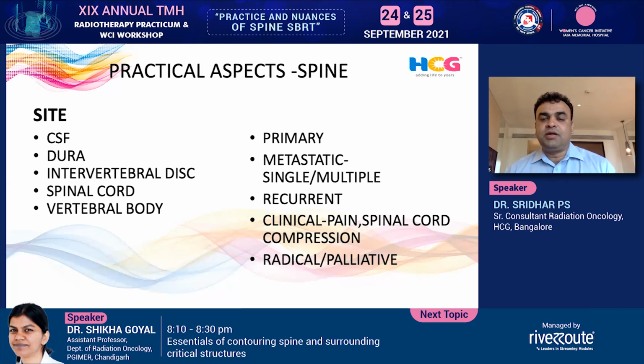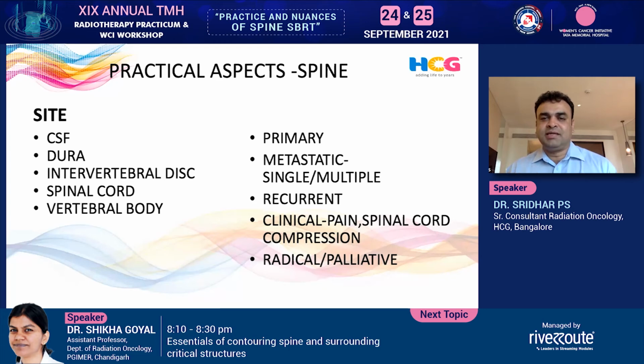Another important thing: if you want to start any SBRT program, start with the spine, the single vertebral metastasis. It gives more confidence, but at the same time it is the most detrimental. What I say is, if you don't do it properly, the spinal cord never forgives.